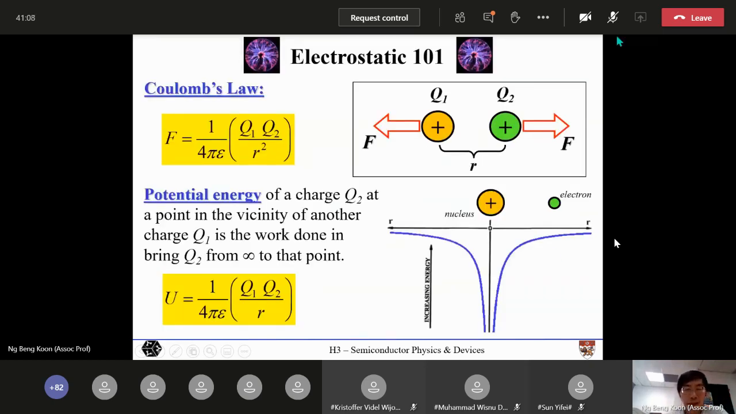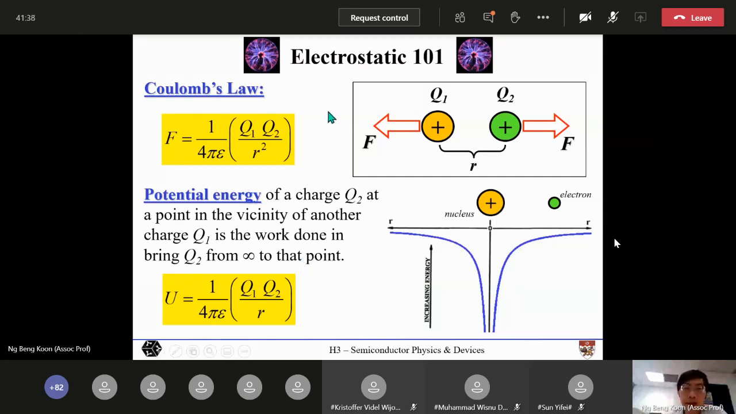So I'm not sure whether all of you have covered this in your H2 physics, electrostatics. Have you all learned Coulomb's law? Anyone? Not yet. If I'm not wrong, this should still be in the syllabus, right? Anyway, it's probably useful for me to just quickly run through it because some of it we'll be using.